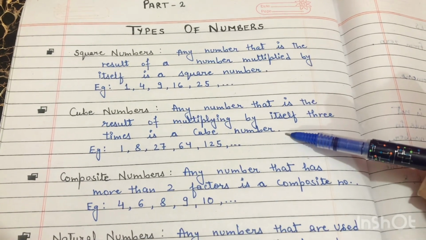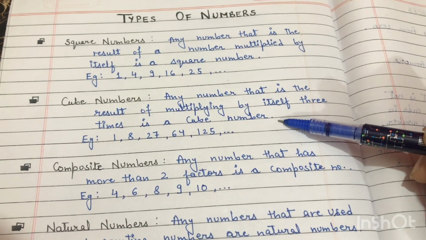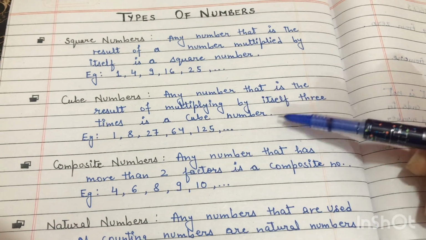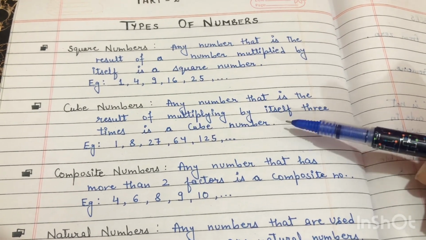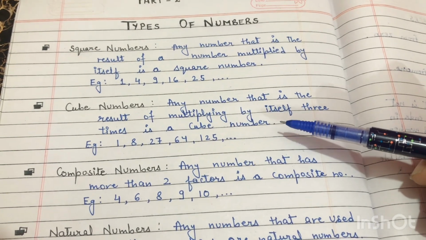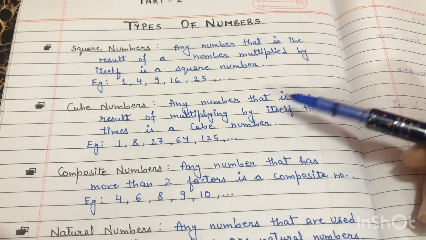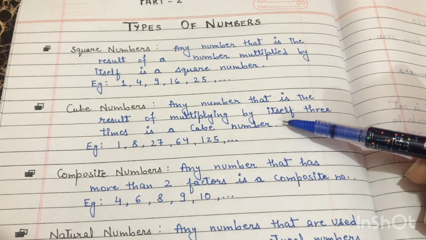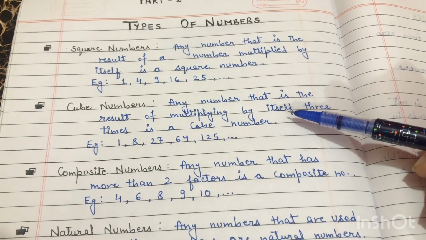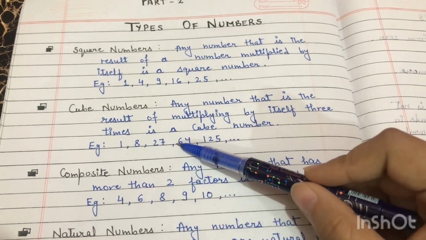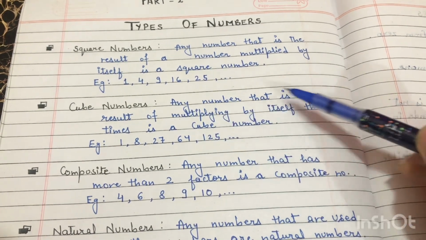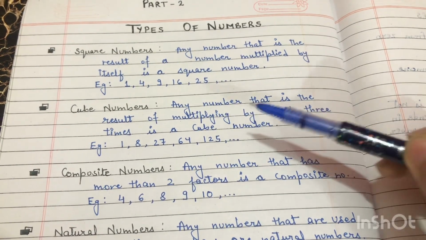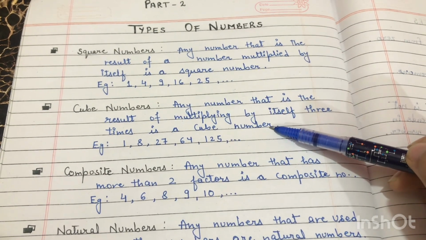Moving on, we have cube numbers. If I multiply a number by itself 3 times, like taking the same example itself, 3, if we multiply 3 into 3 into 3, like 3 multiplying by itself 3 times will give me 27. So we can simply say 27 is the cube of 3. So any number that is the result of multiplying by itself 3 times is a cube number.